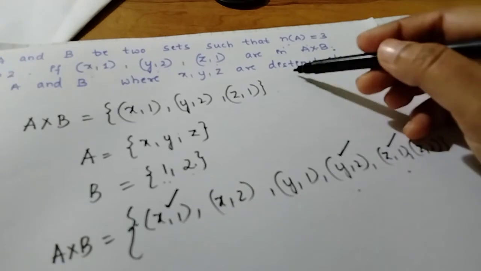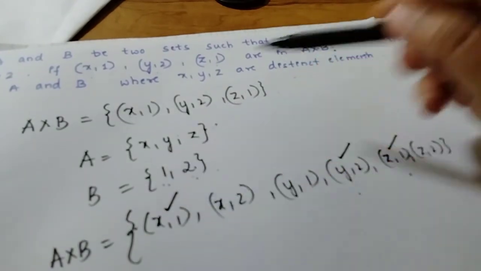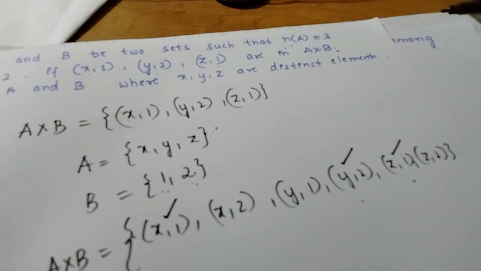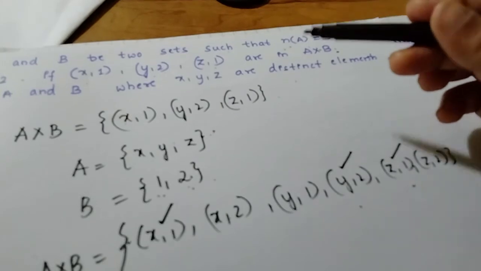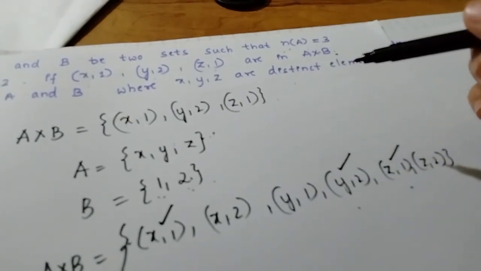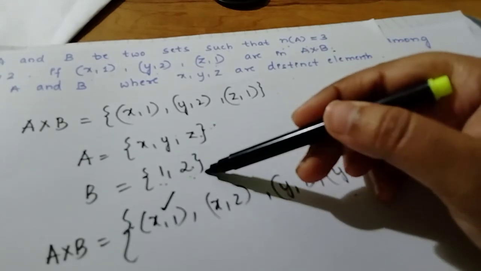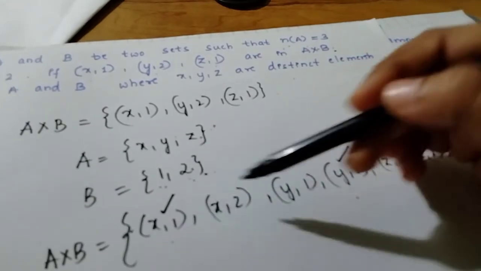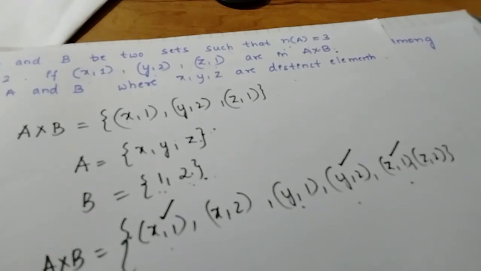Therefore, the elements of A and B are what? x, y, z and 1, 2. So these three ordered pairs (x, 1), (y, 2) and (z, 1) are said to be present in A cross B. Yes, if you take A as x, y, z and B as 1, 2, then these three are present in your set. Okay, this is the 9th one.